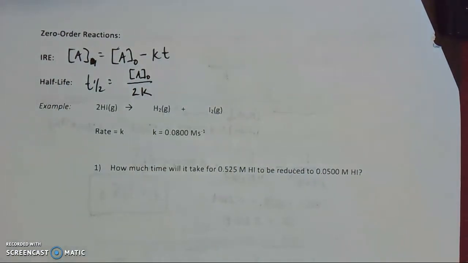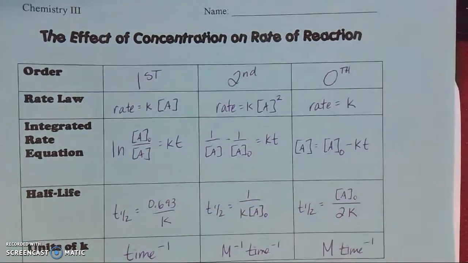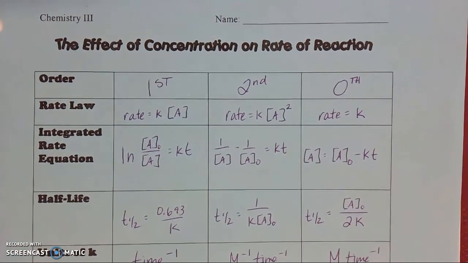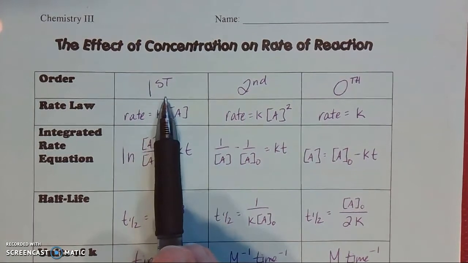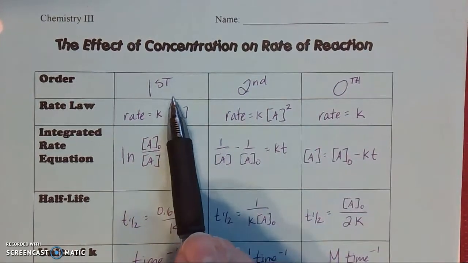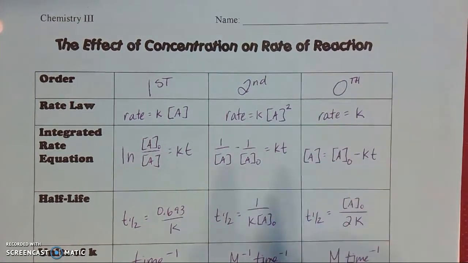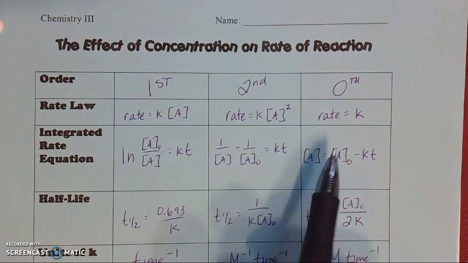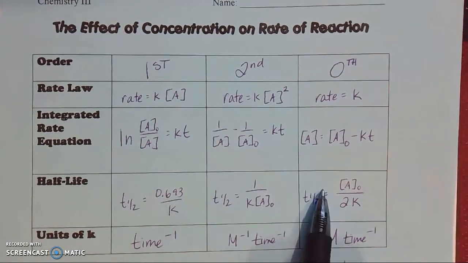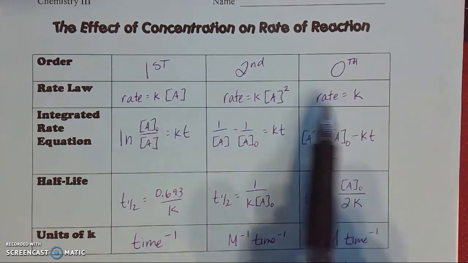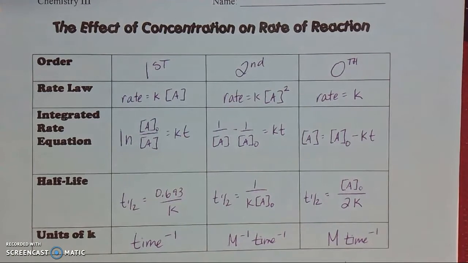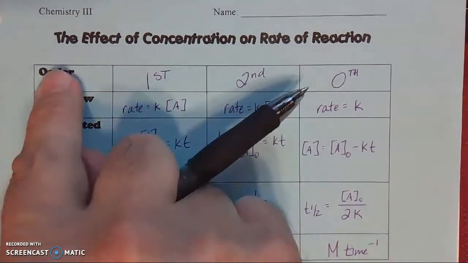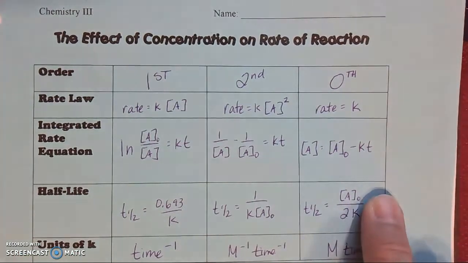So on all of these, I'm going to switch over to a paper that you have in your packet that looks like this. We can look at the orders of our reactions: first, second, and zeroth. Our rate laws associated with that, our integrated rate equations, and our half-life. I just copied all of this data down so I have it on one sheet, and you will have this exact same thing on the test.